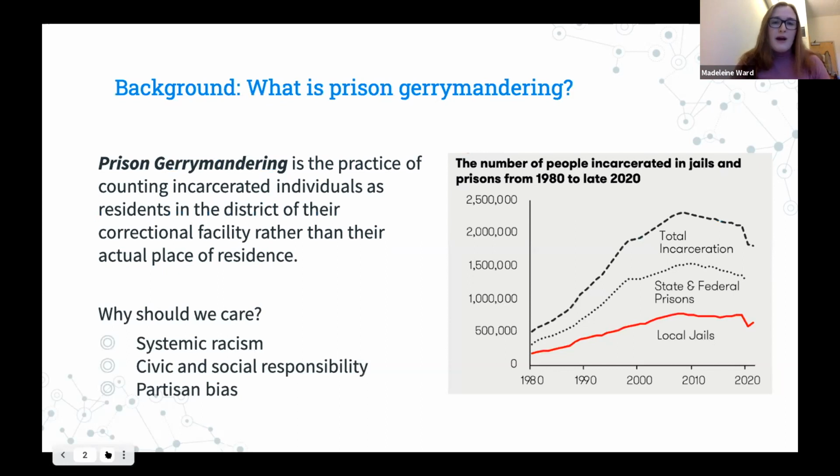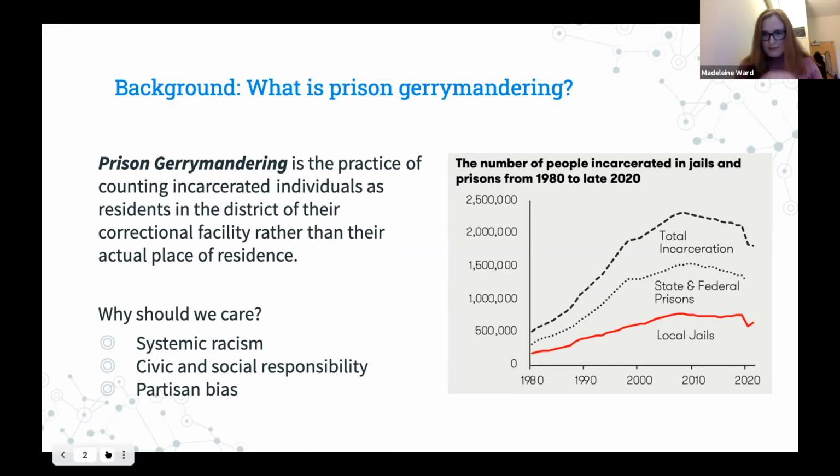Just as a piece of background, prison gerrymandering is a little bit more unintentional than typical gerrymandering. It's not decided by a party in power, but just by the practices that already exist. It's the practice of the census counting incarcerated individuals who live in prisons as residents in the district, or in the census block, of their correctional facility, rather than their actual home.